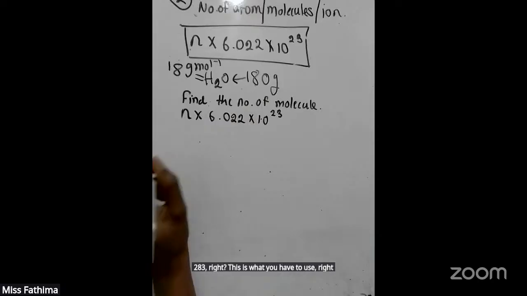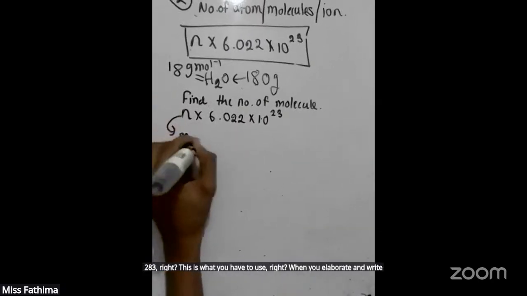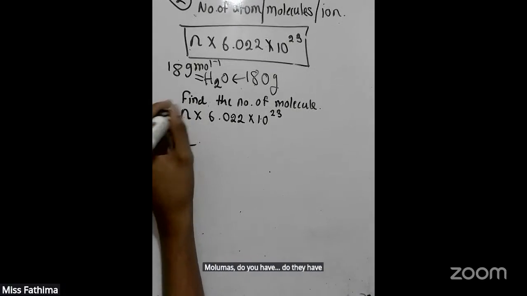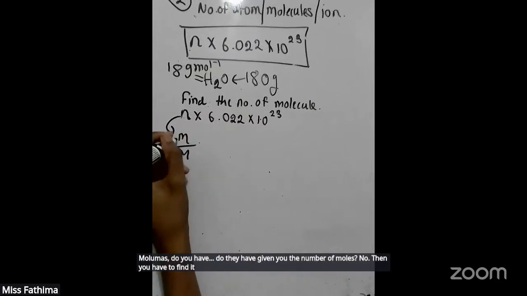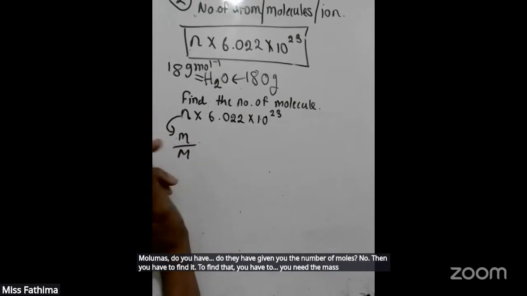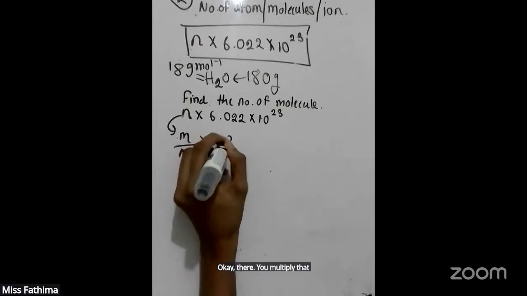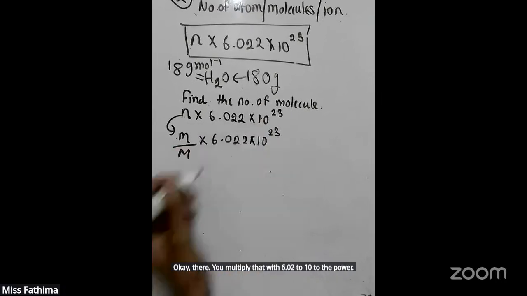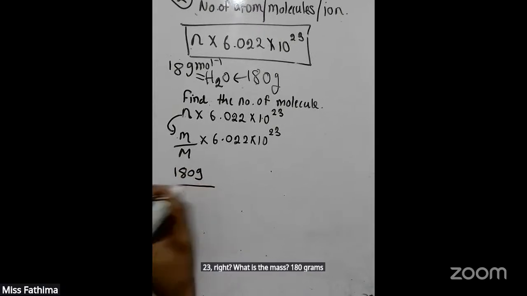How do you get this N? When you elaborate and write it, that is mass over molar mass. Have they given you the number of moles? No. Then you have to find it. To find that, you need the mass over the molar mass. Then you multiply that with 6.022 × 10^23. What is the mass? 180 grams. What is the molar mass? You are going to find it.